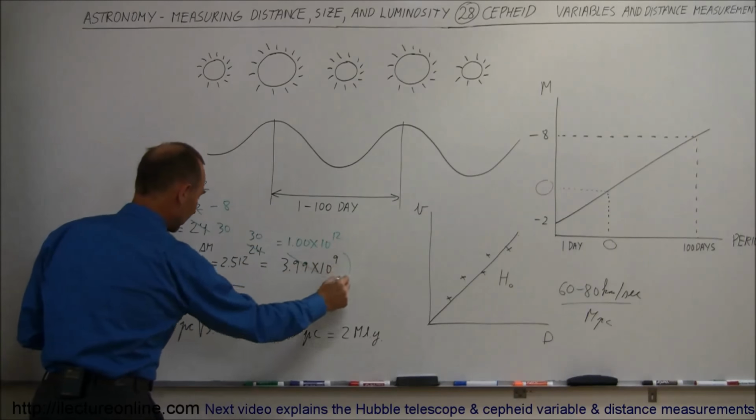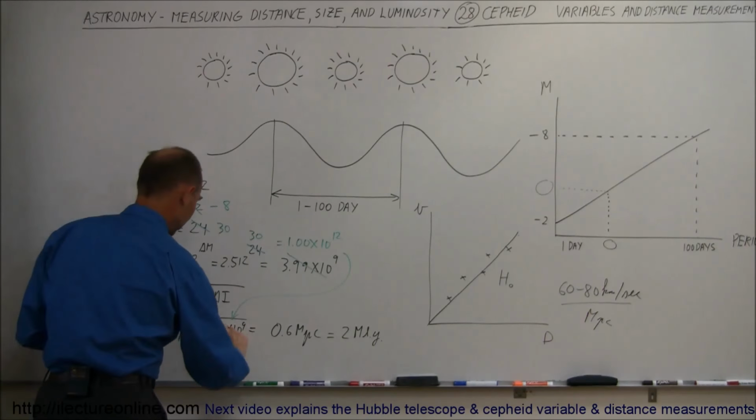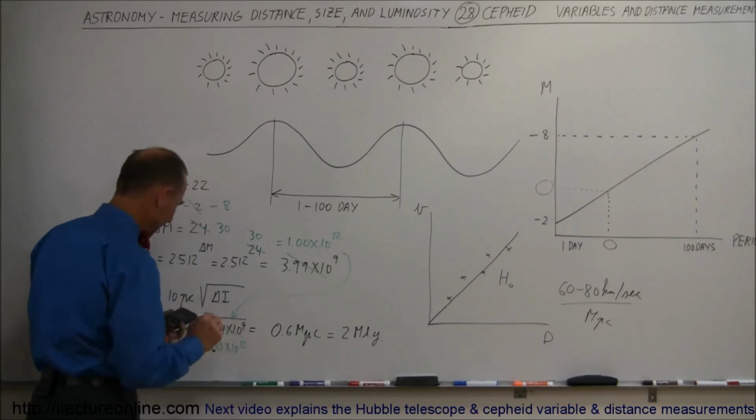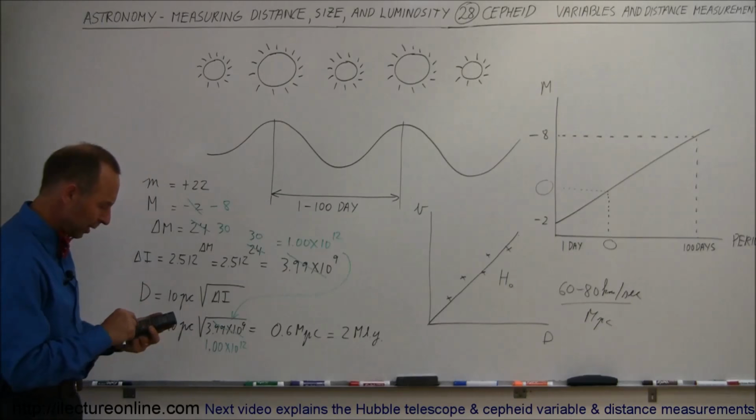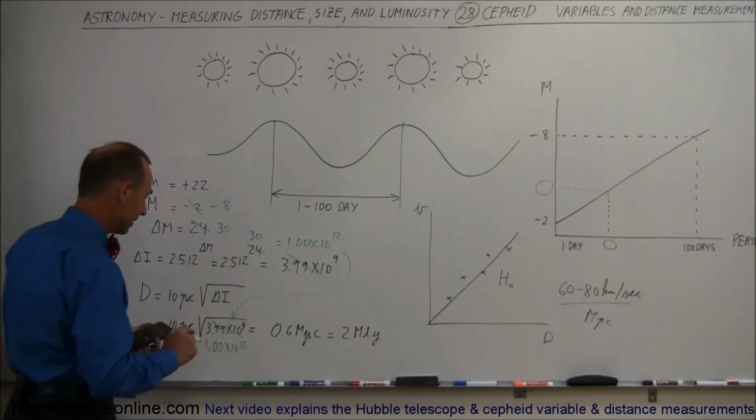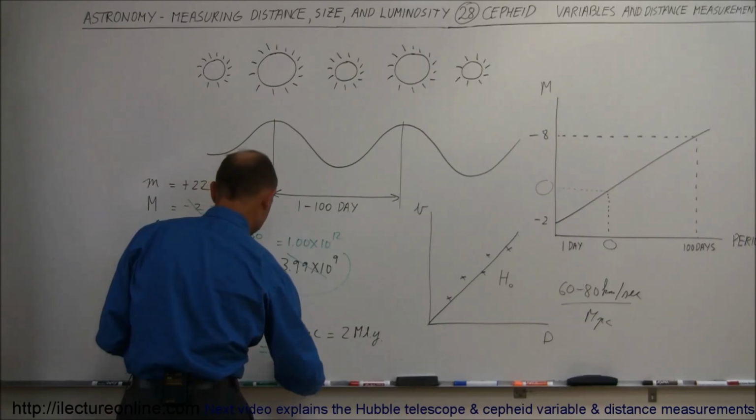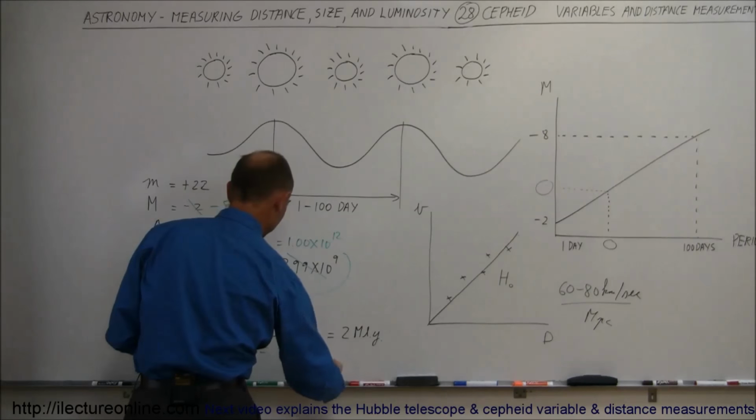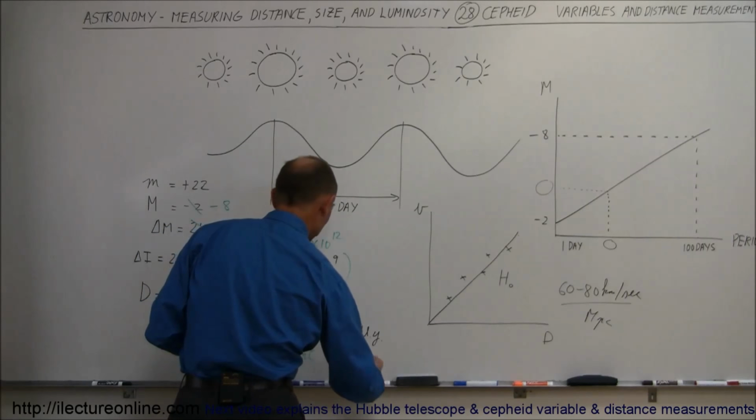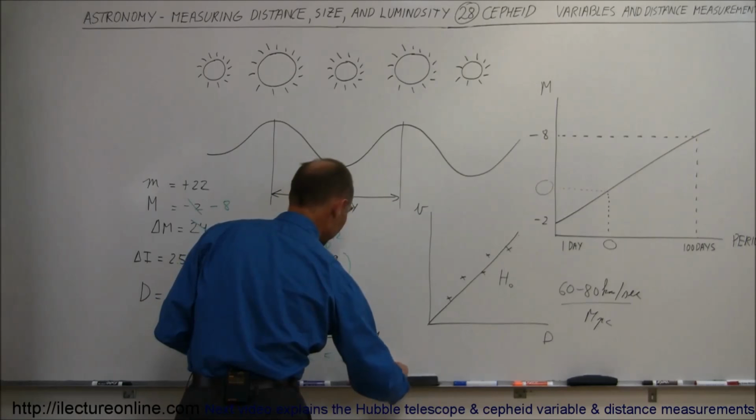Then we plug that value in here. And so now we get 1.00 times 10 to the 12th. We take the square root of that, multiply times 10, and what do we get? We get that is equal to 10 megaparsec, 10 million parsec, which is about 31.6 million light years.